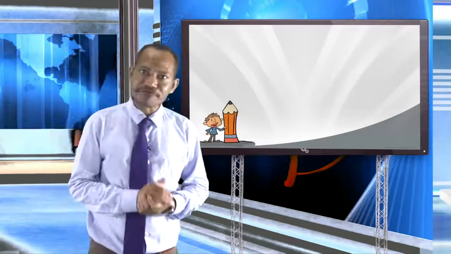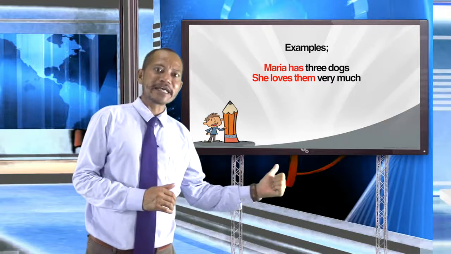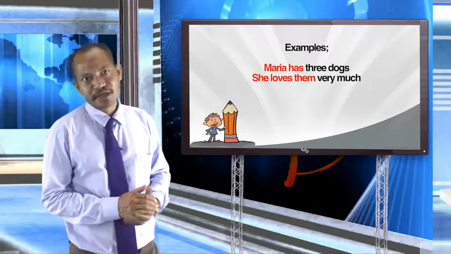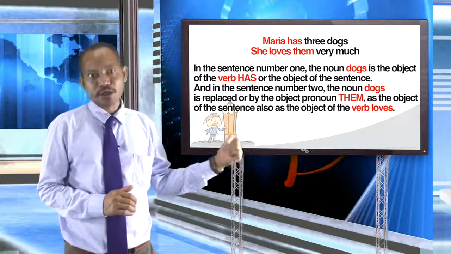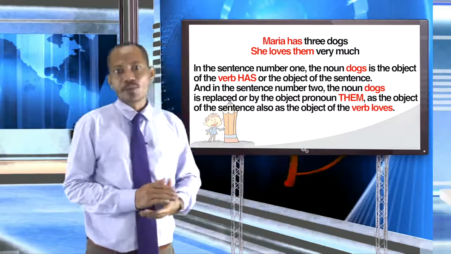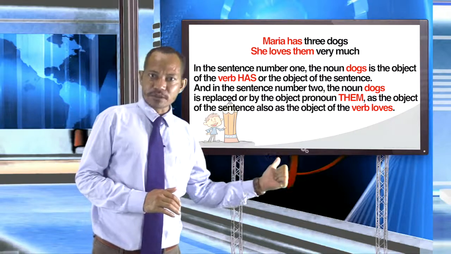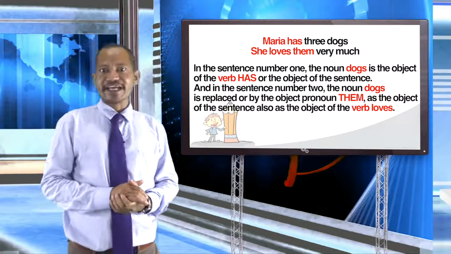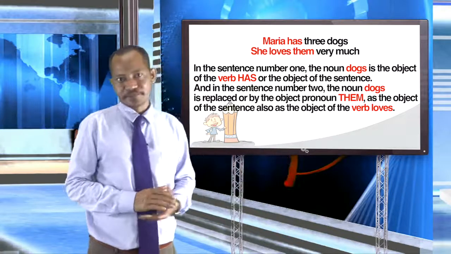And in the case of object pronouns, it is simply described as in these two examples. Maria has 3 dogs. She loves them very much. In the first sentence, the noun dogs is the object of the verb has, or the object of the sentence, while in the second sentence, the noun dogs is replaced or substituted by the object pronoun them. And again, it serves as the object of the verb loves.